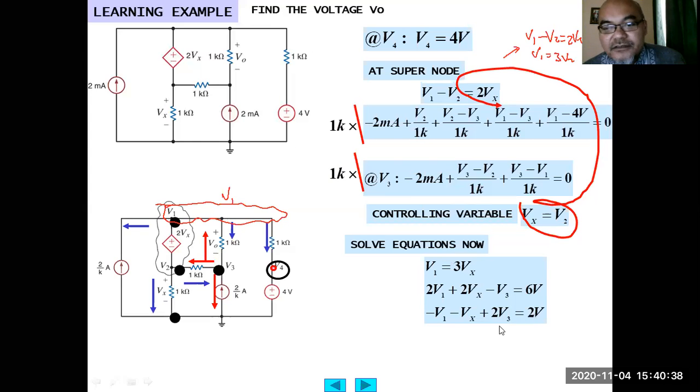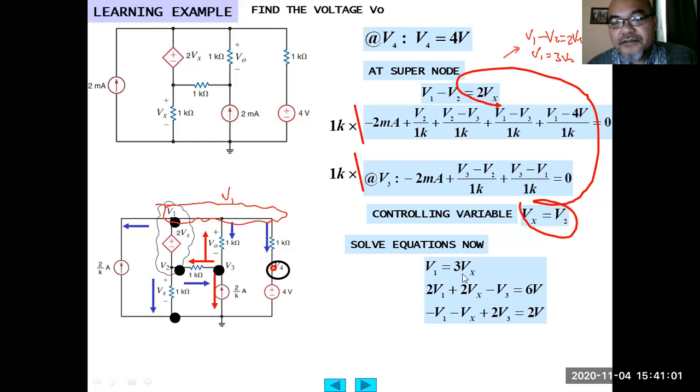So how many unknowns do we have? We have 3 unknowns, V1, Vx, and V3. And we have 3 equations. So this one is solvable. You can rewrite this into a matrix, and you can immediately insert it into Octave or MATLAB. Alternatively, you can also calculate manually.